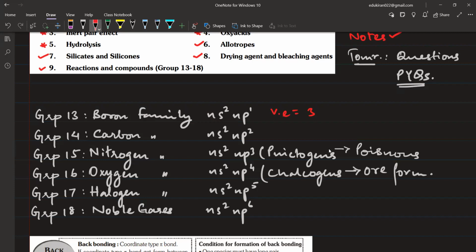And as we move from group 13 to 18, the number of valence electrons is going to increase. So in the p subshell, p1, p2 up to p6. Okay? So please write this down.